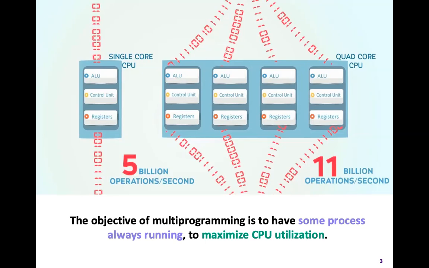When one process has to wait, the operating system takes the CPU away from that process and gives the CPU to another process. So this pattern will just continue, and every time one process has to wait, another process can then take over the CPU. On a multi-core system, this concept of keeping the CPU busy is extended to all processing cores of the system. Okay, so the objective of multiprogramming is to have some process always running so we can maximize the utilization of the CPU.